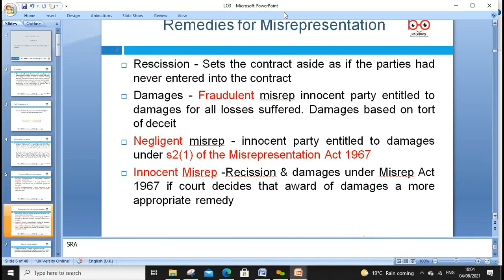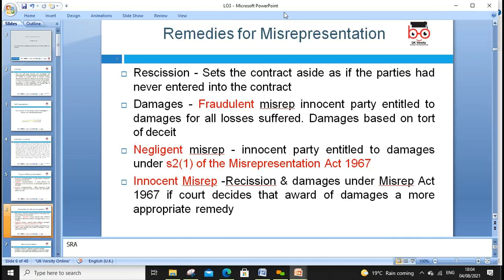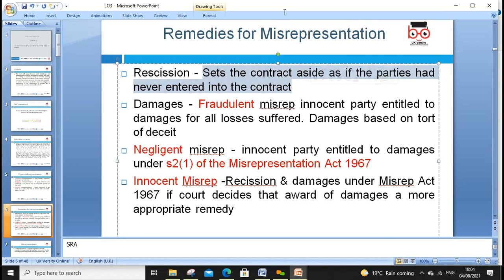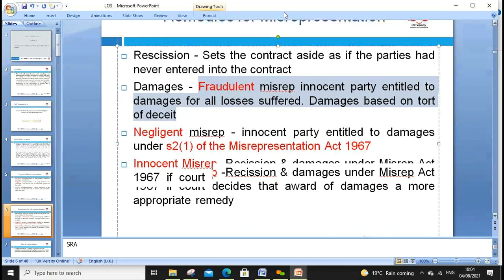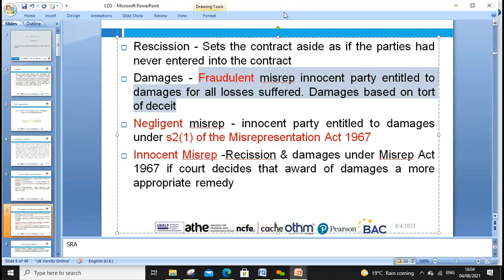Then we have the remedies of misrepresentation. Rescission means setting the contract aside as if the party had never entered into the contract. Damages: for fraudulent misrepresentation, the innocent party is entitled to damages for the losses they suffered, based on the tort of deceit. That means we have to pay damages to the injured party who bore the losses.